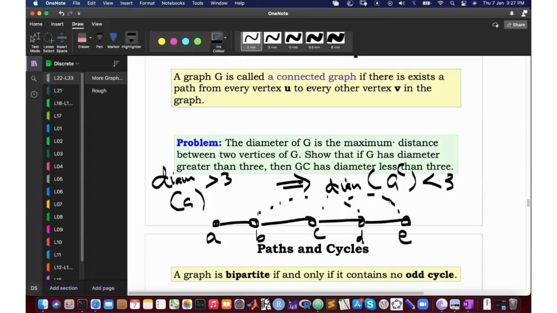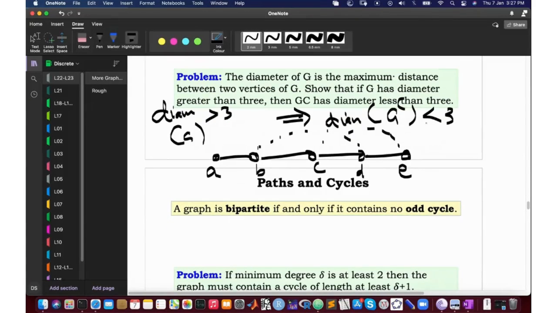Okay, then what do you do? You take a complement of this graph and then you arrive at a graph which has diameter less than 3. And what does it mean for a graph to have diameter less than 3? It means that from every vertex to every other vertex you can reach in 2 steps. Okay, you take 2 arbitrary vertices and you can get there in 2 steps. Okay, and you can go from here to there when you're taking the complement.